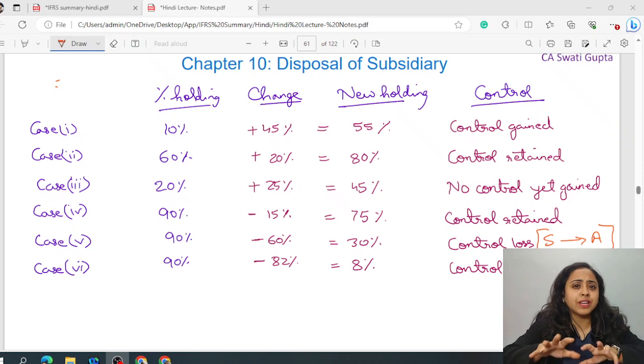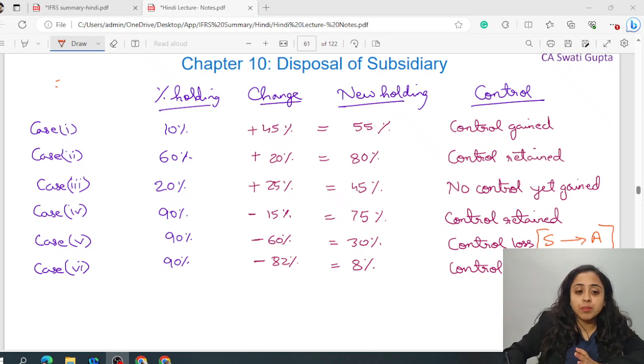With multiple examples, we'll try to understand how control differs on acquisition or disposal of any percentage holding by the investor. For example, initially the investor is having 10%. The investor acquired 45% more holding. This means now the current holding is 55%. Initially there was no control, but after acquiring this additional 45%, they have got majority shares. They have got control. This means control has been gained in this situation.